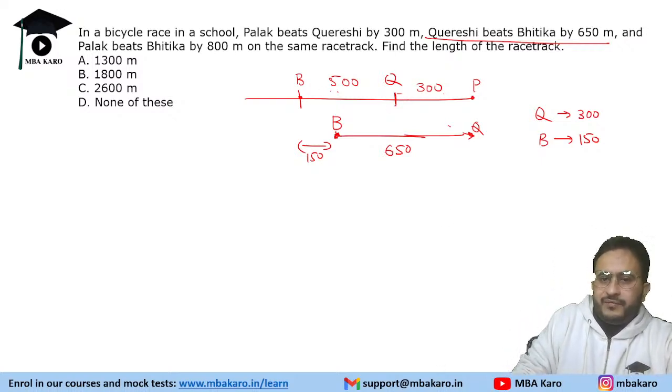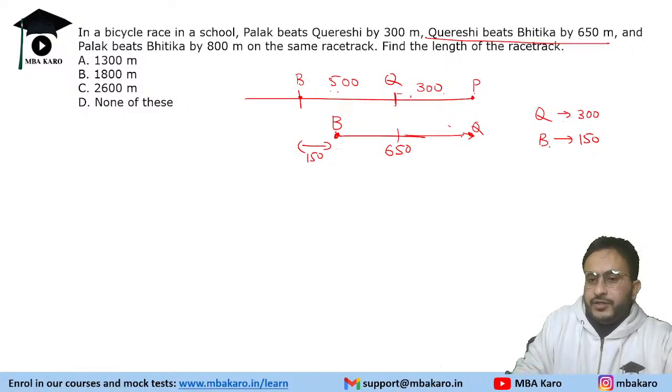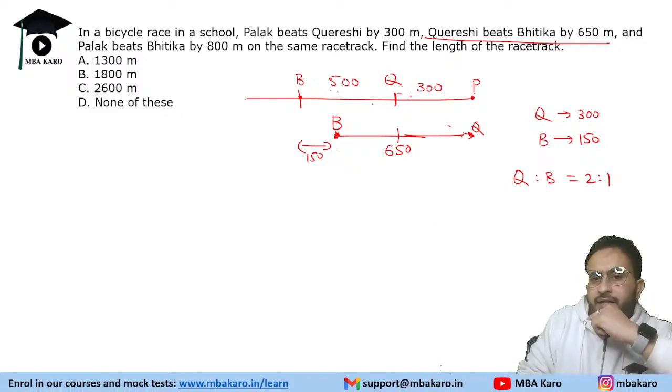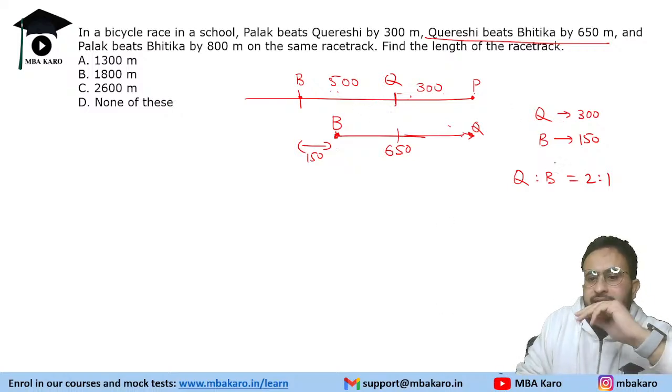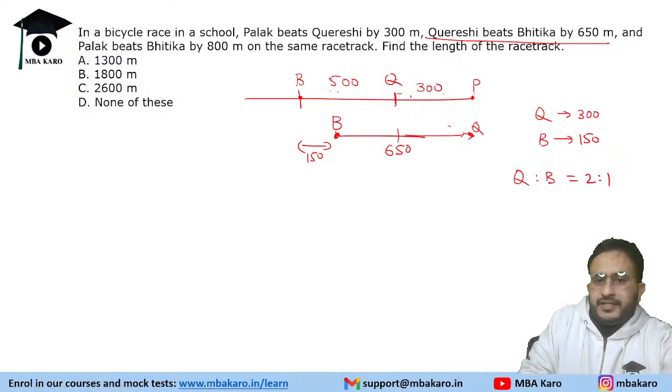So this is situation one. When P is completing the race, Q is 300 meters away. So Q is finishing these remaining 300 meters to complete the race, and B has run only 150. So Q ratio B is 2 ratio 1. Now B is 500 meters away, and the ratio is 2 ratio 1, so Q is 500 meters ahead of B. That means Q must have covered 1000 meters and B must have covered 500 meters.